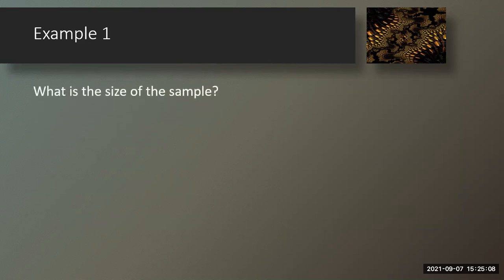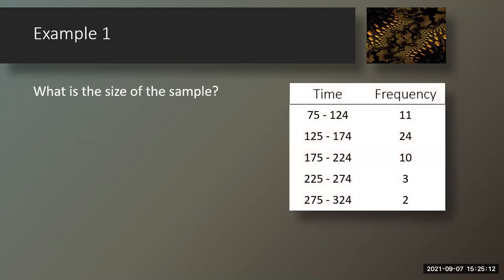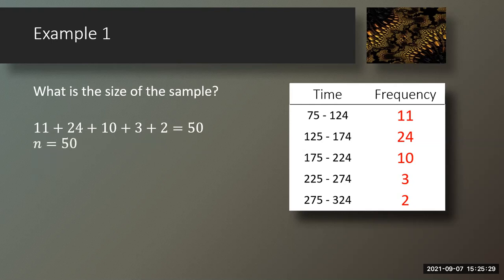What is the size of our sample? To find the size of our sample, we'll need to sum the total number of observations, or the frequency. I'll have to add the 11, the 24, the 10, the 3, and the 2. 11 plus 24 plus 10 plus 3 plus 2 is equal to 50. So our sample size is n equals 50.